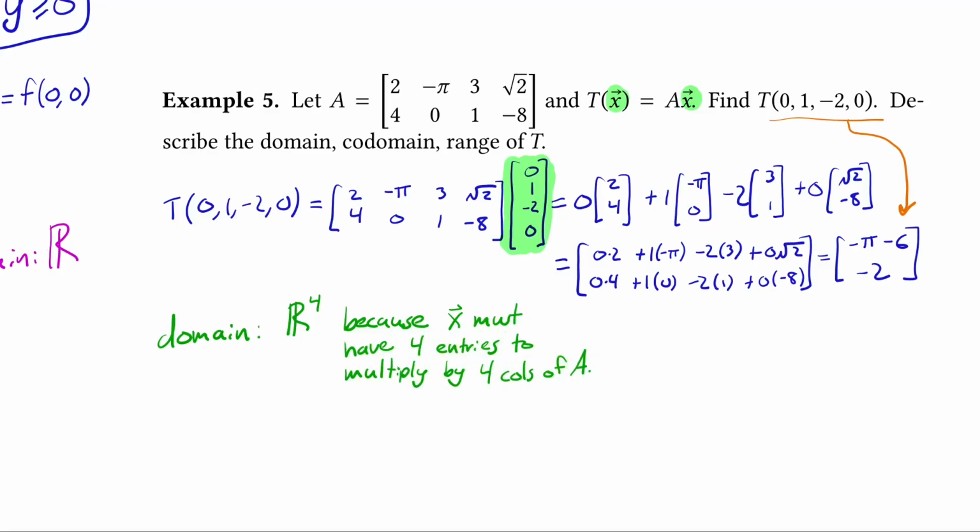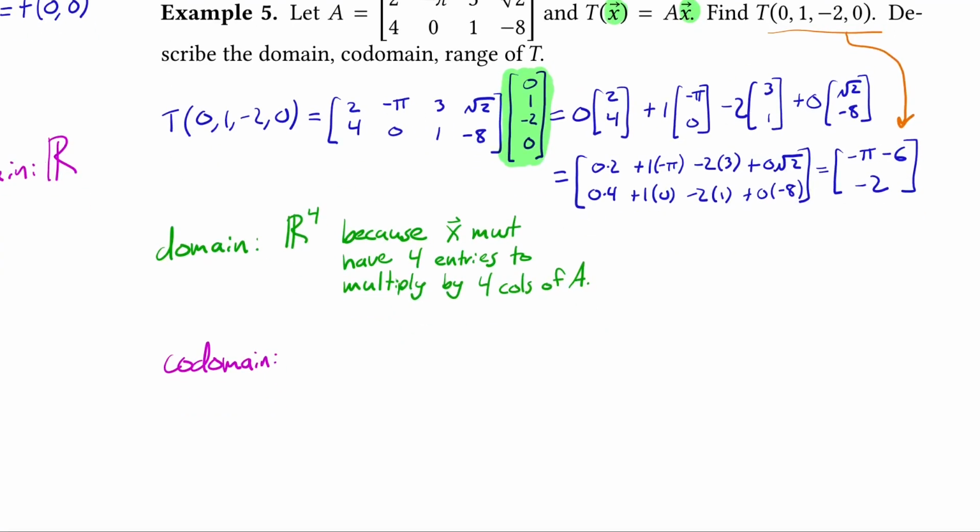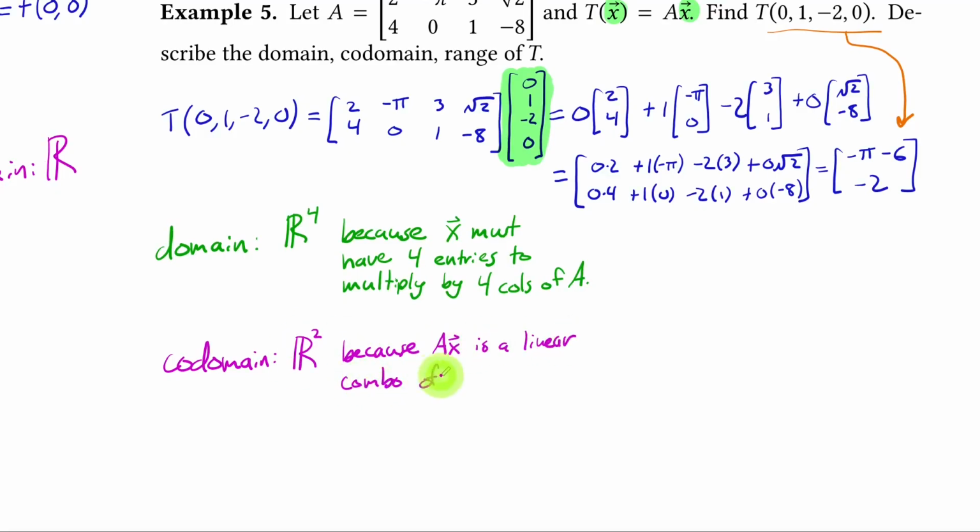So that's the domain. The codomain is what kinds of vectors you get as a result. Now, the kinds of vectors you get when you do a linear combination of these columns is going to have 2 entries, because each of the columns has 2 entries. So you're doing a linear combination of R2 vectors, you're still going to get an R2 vector.